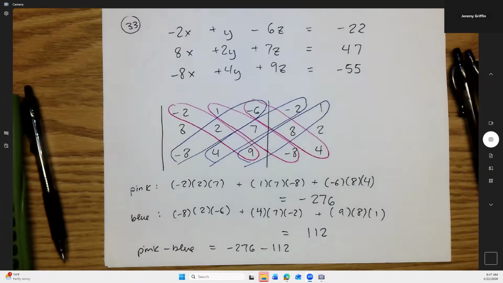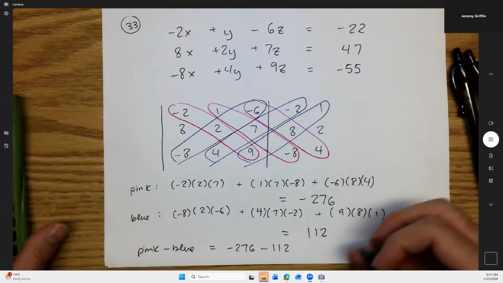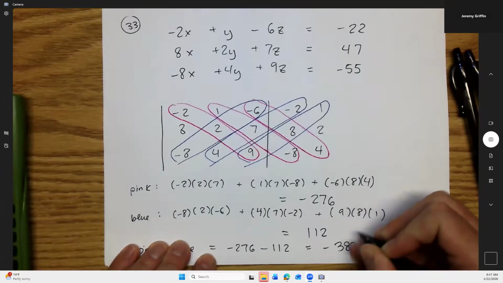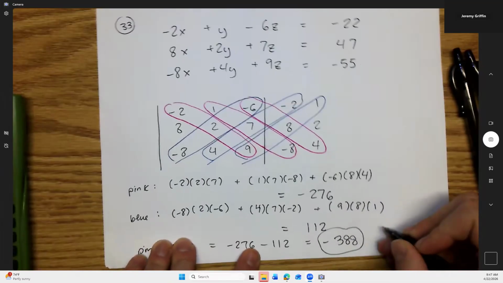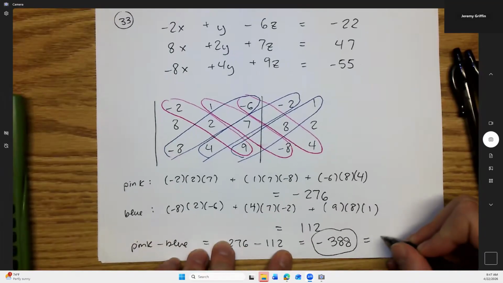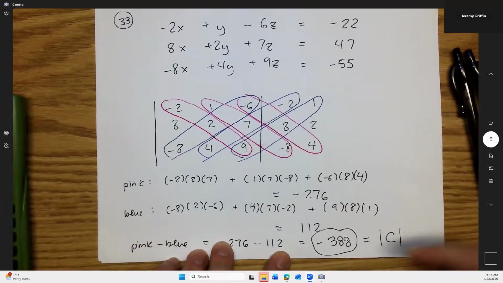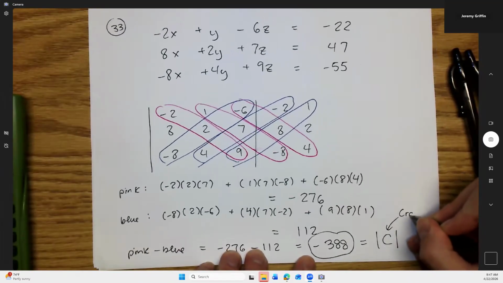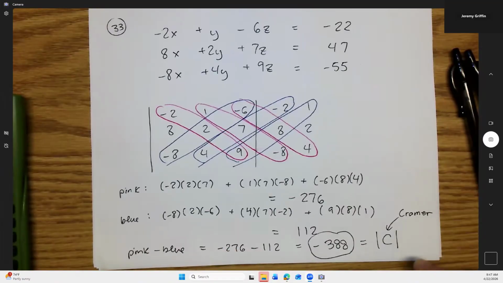I'm getting negative 388. Now I'm going to call that the determinant. Well, I'm going to put C for Cramer. C could stand for Cramer. Now we're going to hold on to this number and come back to it later.